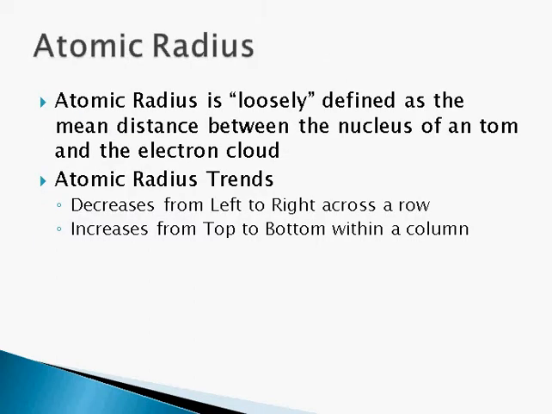Next is atomic radius, and the atomic radius is loosely defined as the mean distance between the nucleus of an atom and the electron cloud. The general trend for atomic radius is that it decreases from left to right across this row. It actually gets smaller as you go to the right, and it increases from top to bottom. So the largest atoms are going to be found near the bottom left of the periodic table, so around the Francium area.